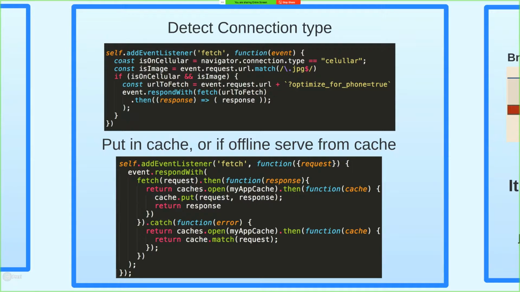So this first example right here is an example of annotating a request URL so that it responds with an optimized image. Inside of a service worker, you can see what kind of connection the user has. If they're on a cellular device, I have it here saying anytime you see a JPEG, add optimize phone true to the end of it. If it's not on cellular and they're not an image, it'll just go through regularly, and I won't have intercepted anything. So it doesn't break much.